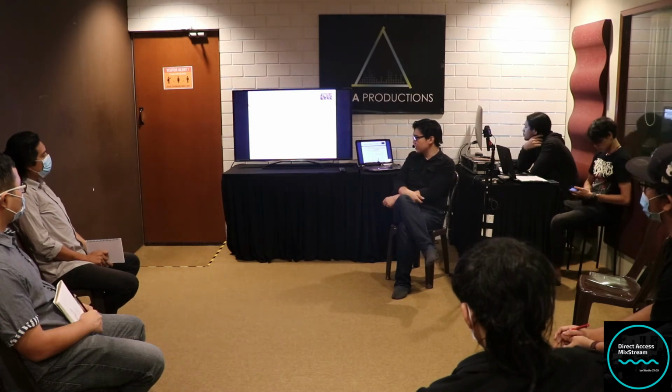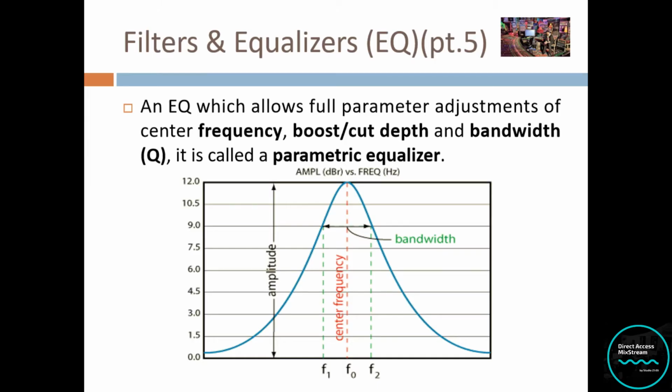So this diagram shows you what the parameters are when we talk about frequency response curves. You have your center frequency, F0 in this case, labeled here. That's your center frequency. The boost or cut, the depth. In this case, you can see this shows a 12 dB boost at this particular frequency. And you have something we call the bandwidth. Bandwidth in this case, again, as I said, there's a definition.